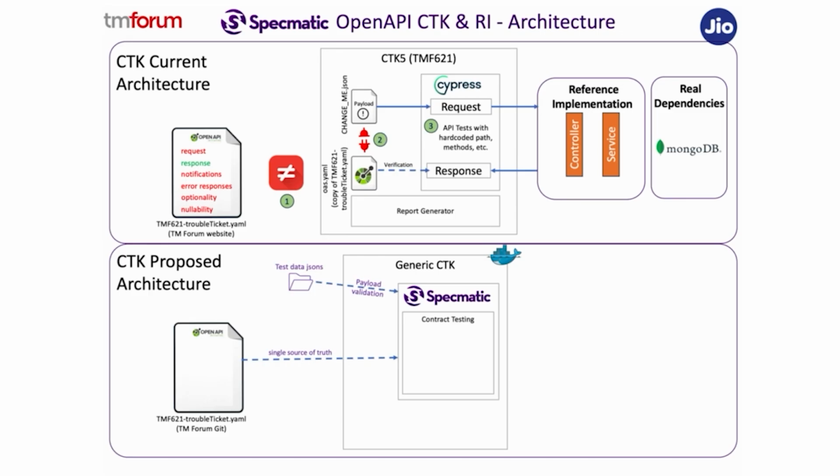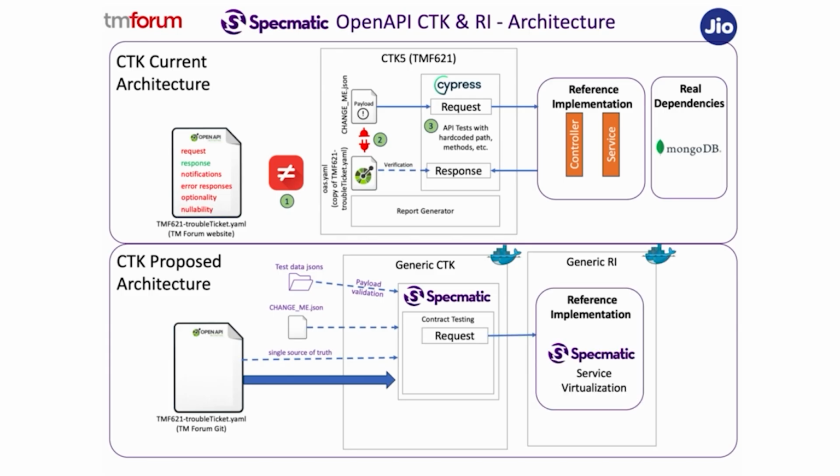All payloads that are required for the reference implementation are also externalized, which gets mounted into the Docker image. And when we mount these payloads, we actually also do the validation against the specification. And then the config just points to where your reference implementation is running, so that we can then make a request. So Specmatic will construct a request from the payload and send it to the reference implementation.